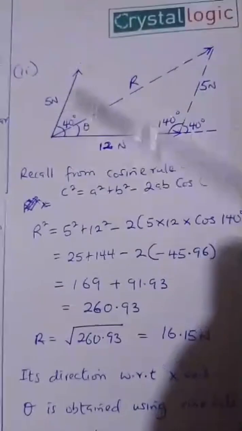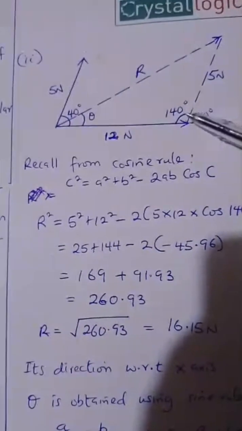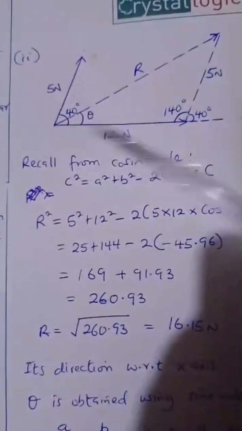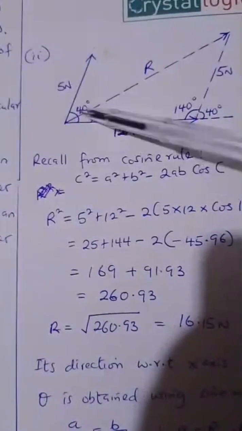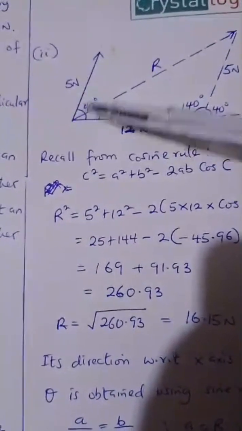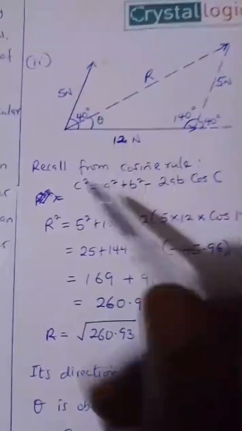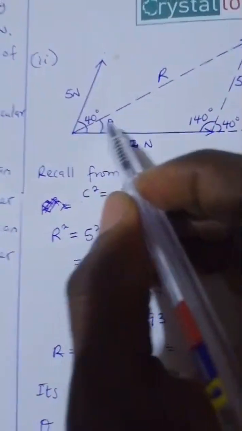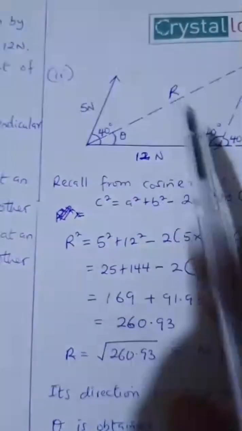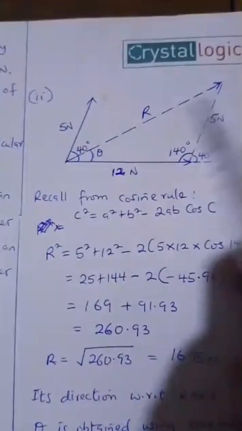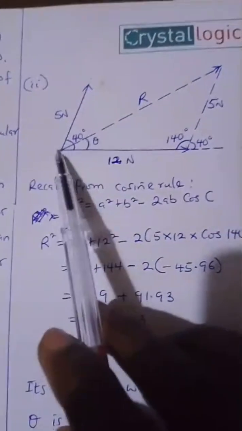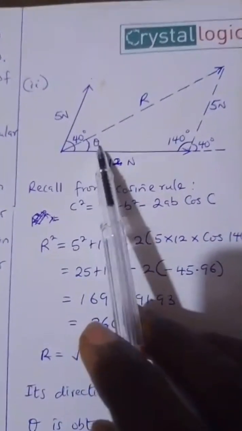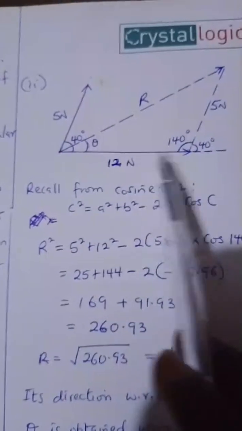Okay, so this gives us a diagram of the question. The 5 Newton force and the 12 Newton force are no longer at 90 degrees to each other, but less than 90. So this angle shows 40 degrees. This smaller angle here is theta. It will be used to get the direction of the resultant, which is also this single force, r, later.